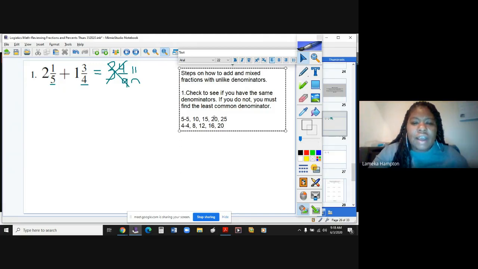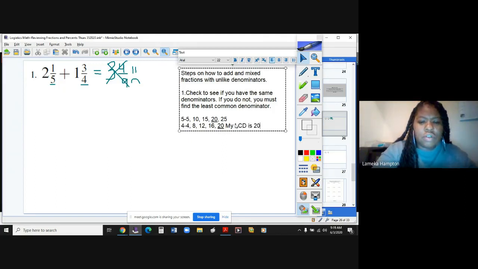Now, my least common denominator or my least common multiple that they have in common is 20. So I am going to underline 20. And LCD is simply meaning least common denominator.